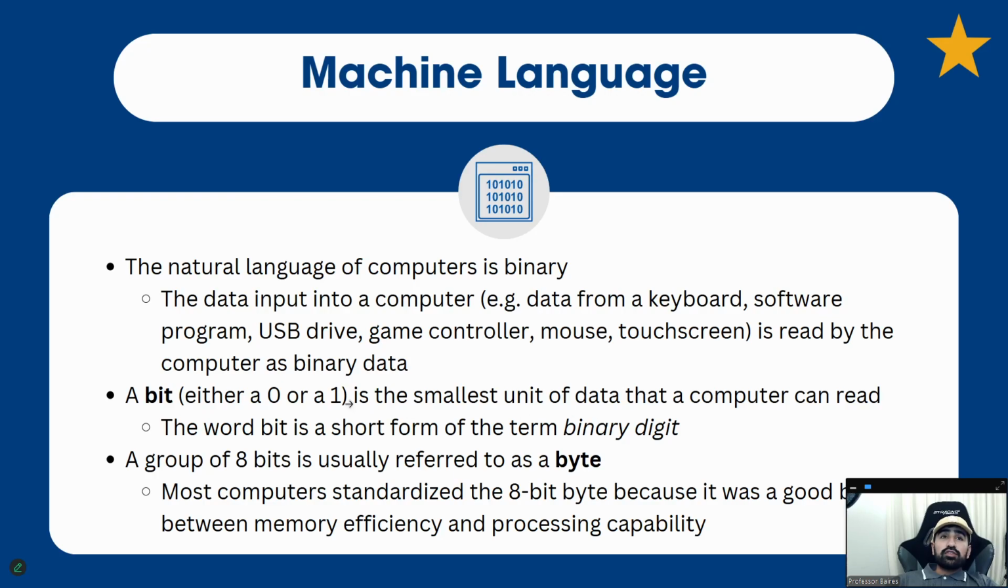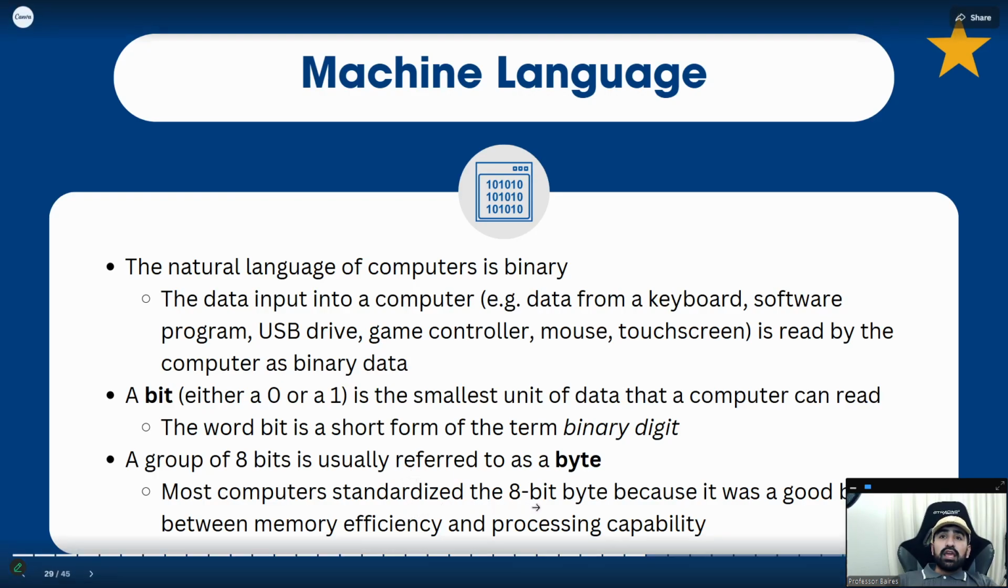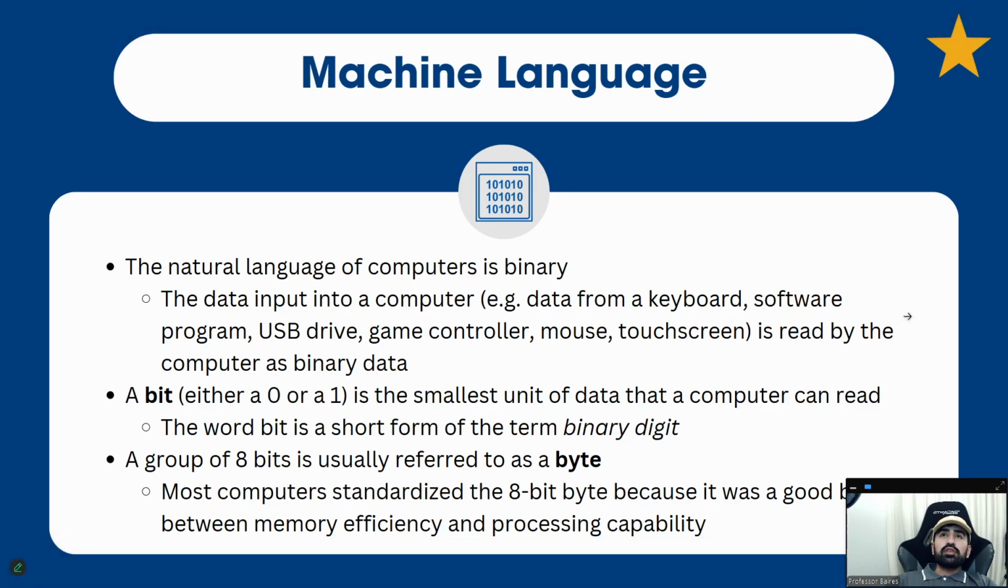A binary digit, those zeros and ones, we call it a bit. Binary digit, you shorten it, you get bit. That is the smallest unit of data that a computer can read. We do group these bits together in a meaningful way. Just like we group letters together to form words, we group these bits together to form bytes. Specifically, 8 bits is usually referred to as a byte. The reason being, it just became a standard when computers were being innovated, developed, and advanced. The 8-bit byte became the standard because there's a good balance between memory efficiency and processing capabilities.